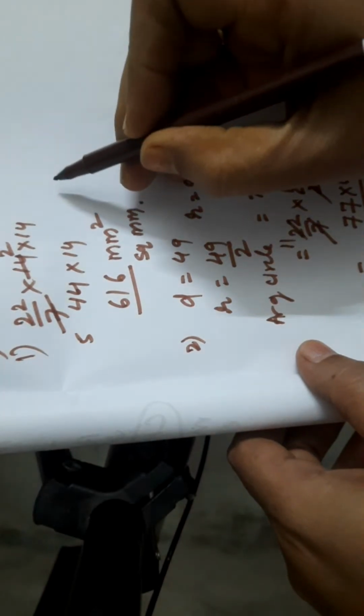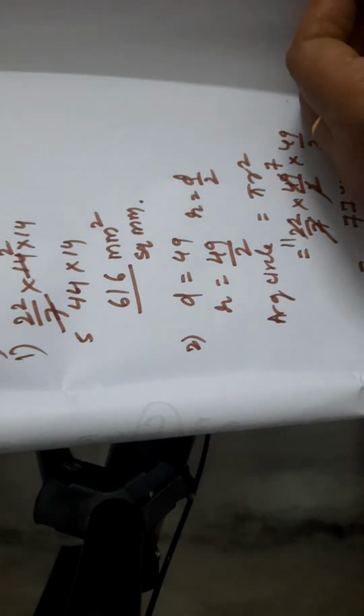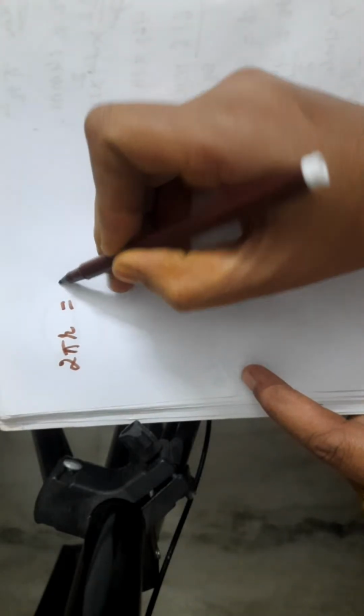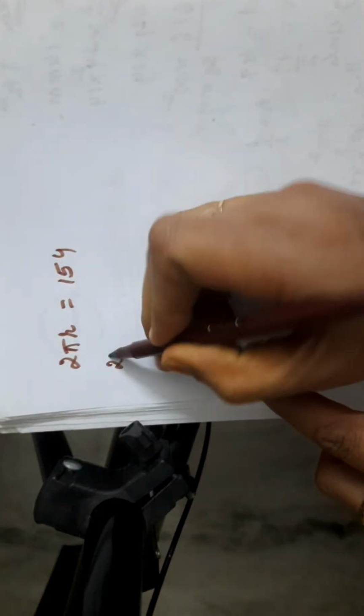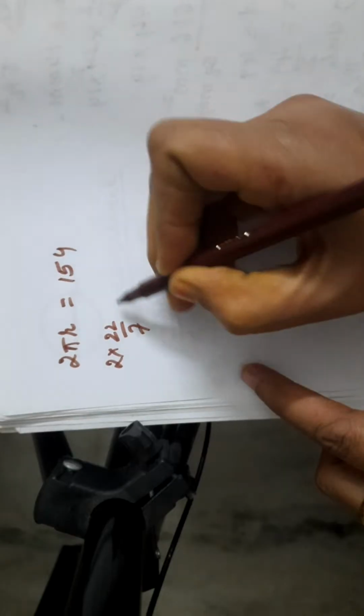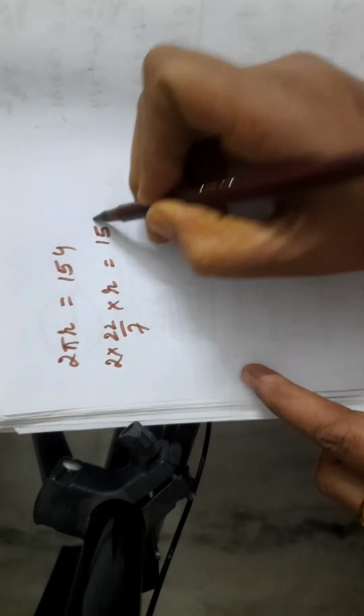So the next question is given. If the circumference of the circle is 154, find its area. Now circumference is given, so we will compare circumference with the given value. The circumference formula is 2 pi r. Circumference is given as 154. We need to find the radius. So compare the values. Pi is 22 by 7. Radius is not given.